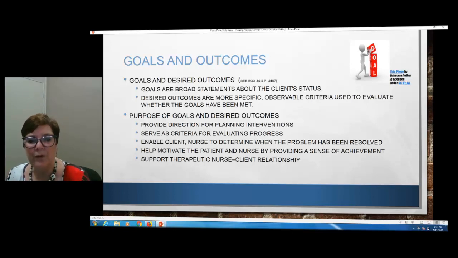It also supports the therapeutic nurse client relationship. You are working together as a team, and that shows your caring and concern, and that you have the patient's best interest in mind.